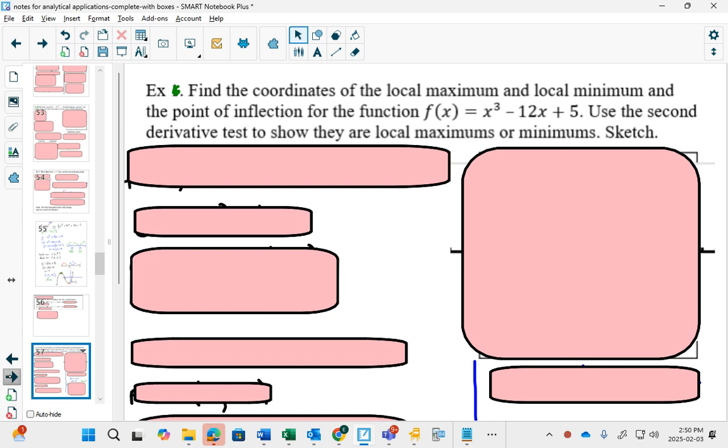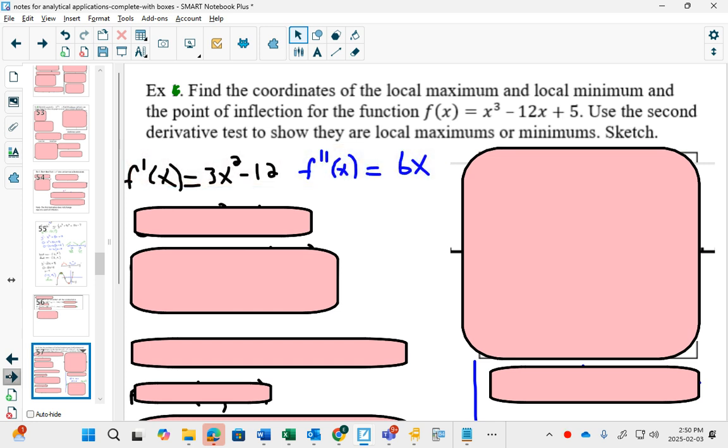So in this question it says, find the coordinates of the local max and the local min and the point of inflection, and use the second derivative test to show that they're maximums or minimums. So we could take our derivative and take our second derivative right away.